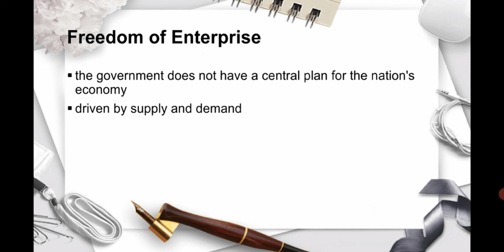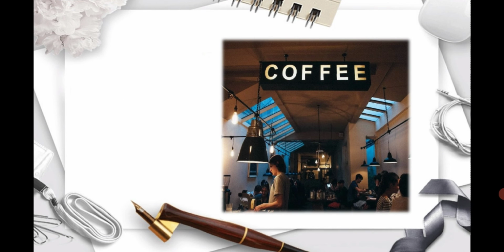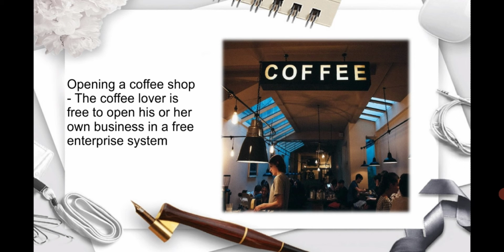People can follow occupations of their ability and task. Moreover, there is a freedom of entering contracts, for example, in opening a coffee shop. The coffee lover is free to open his or her own business in a free enterprise system.